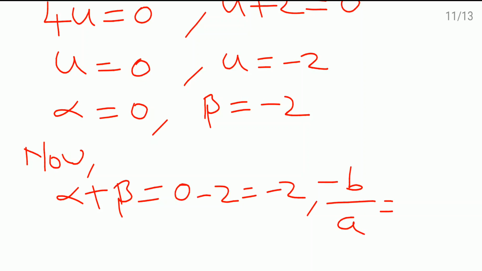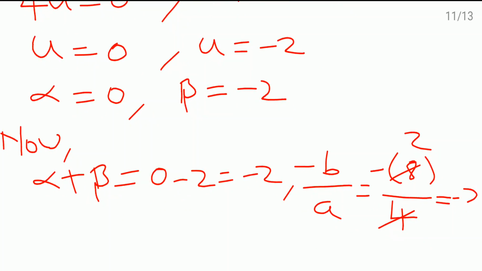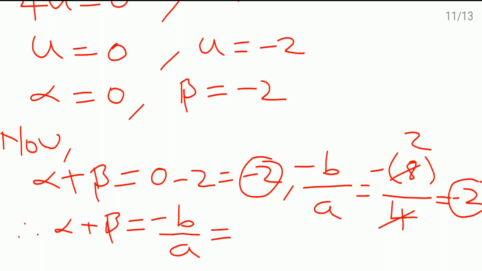So minus b means what? Coefficient of u, which comes as 8, and a is what? 4. Coefficient of u square. So 4 ones are 4, 4 twos are 8, it comes as minus 2 here. See? Minus 2. So this value and this value are the same. Therefore, alpha plus beta is equal to minus b by a, which comes as minus 2, we'll name it as 1. Right? Now see the next one.